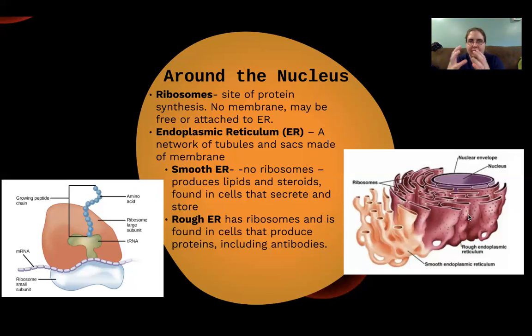Once the ribosome is done assembling the amino acid chain that will eventually become a protein, it's not functional at that point. So the ribosomes will take them to the rough ER in order to modify the proteins so that they become functional working proteins.